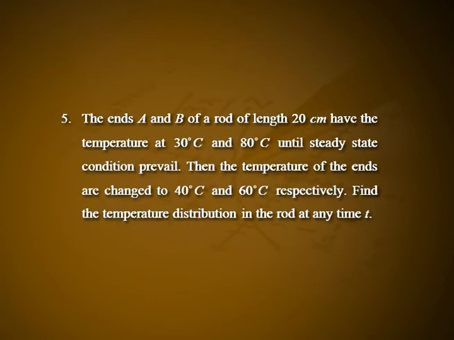Fifth one, the ends A and B of a rod of length 20 centimeter have the temperature at 30 degrees Celsius and 80 degrees Celsius until steady state condition prevails. Then the temperature of the ends are changed to 40 degrees Celsius and 60 degrees Celsius respectively. Find the temperature distribution in the rod at any time t.